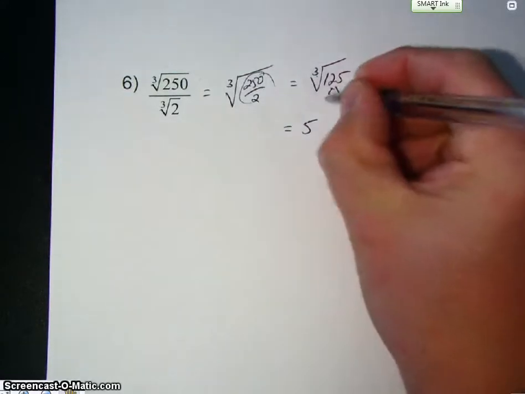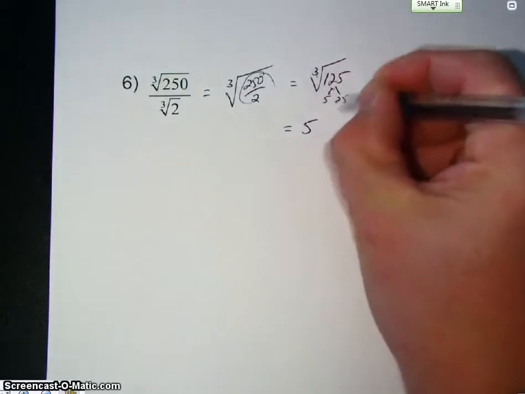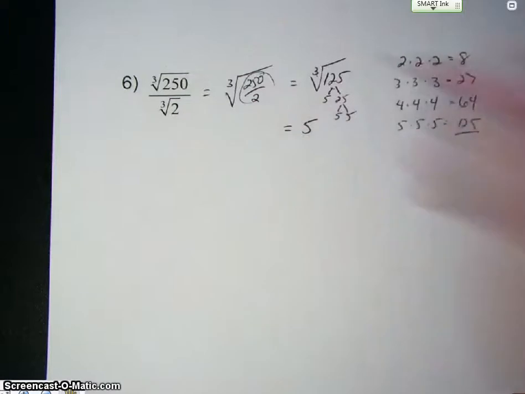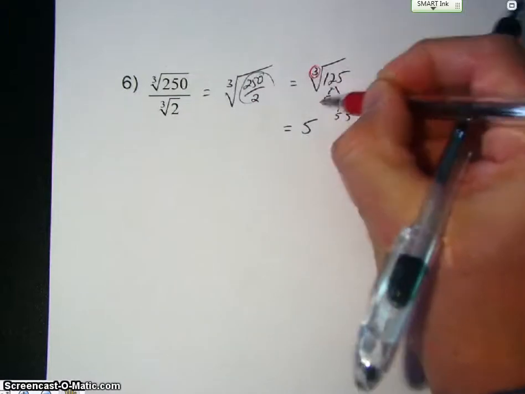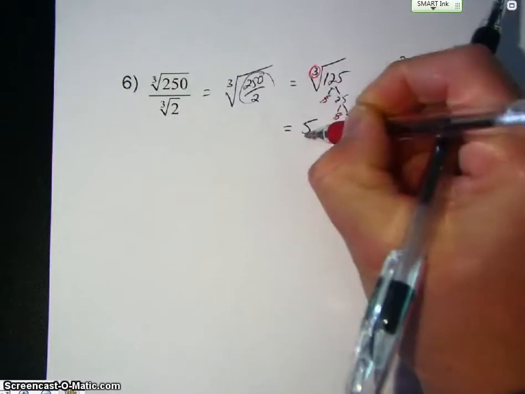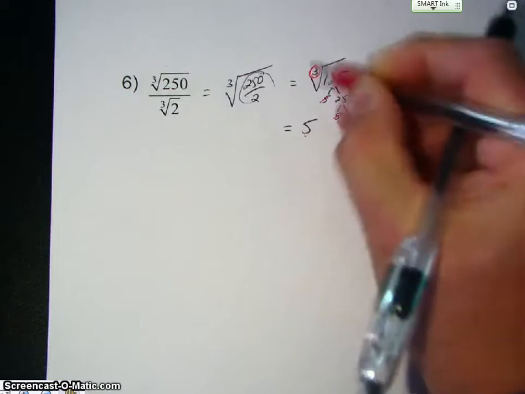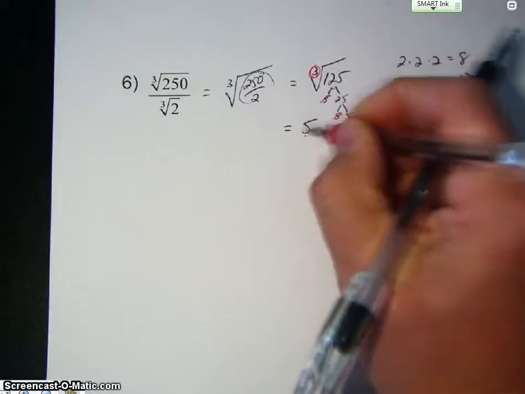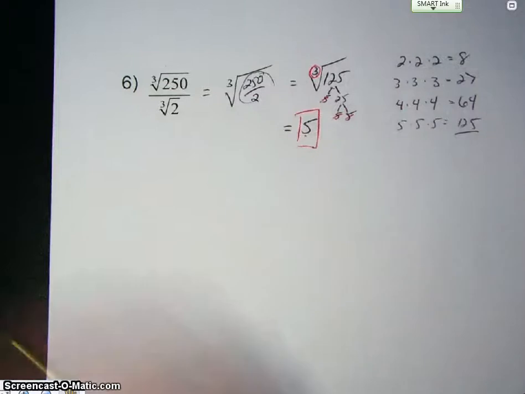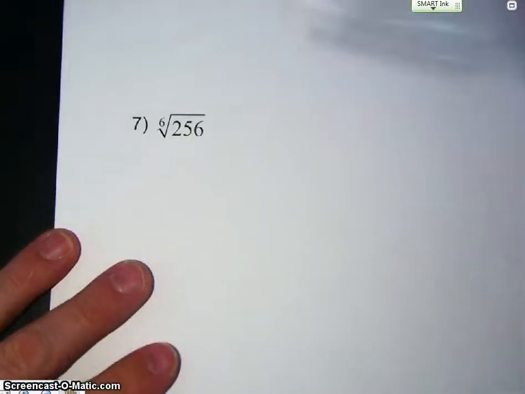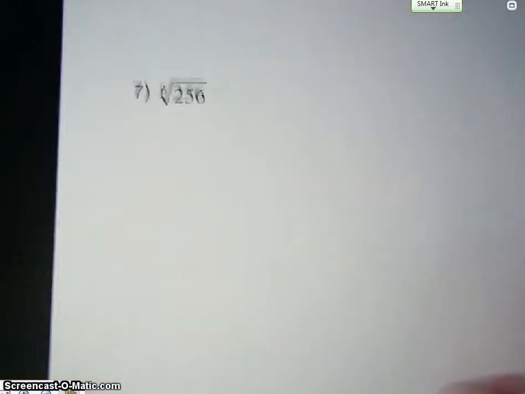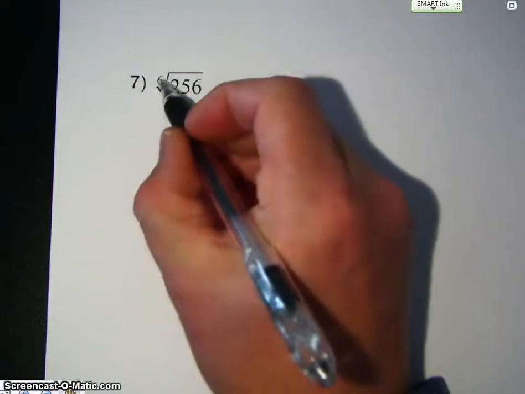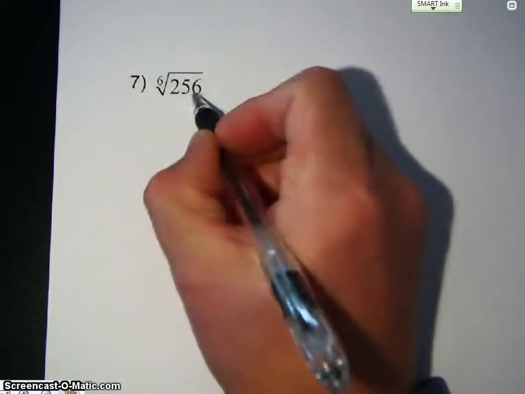Or if I break it down, that's 5 times 25, 5, 5. For every 3 of the same, 1, 2, 3, so 5 can come out of the radical. There's nothing left over, so therefore there's no other radicals. 256. This says, what times itself 6 times gives me 256?